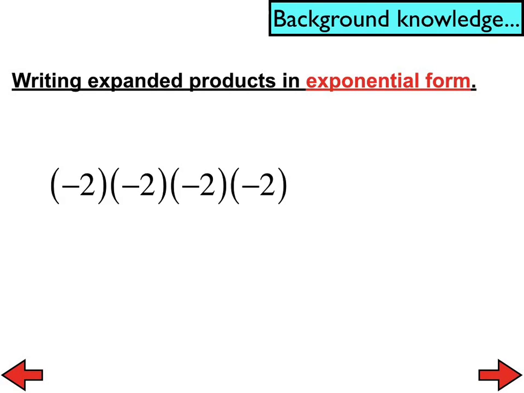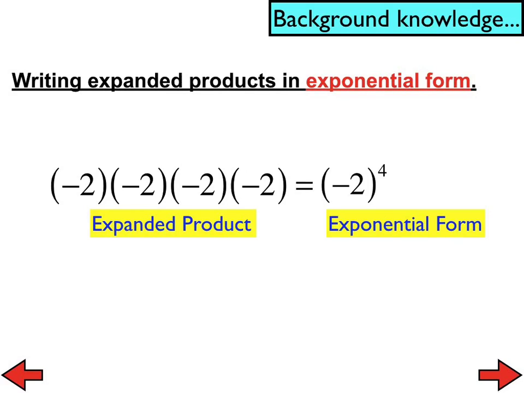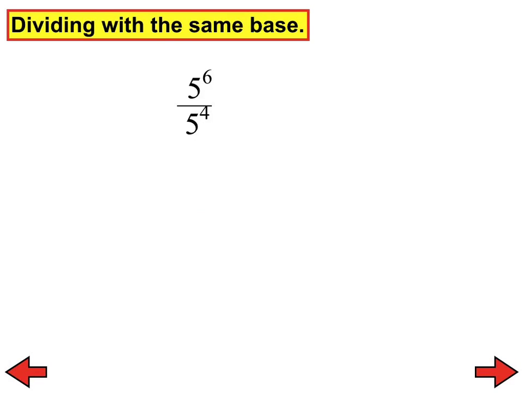And please tell me, what would this look like in exponential form? Good. Negative 2 in parentheses to the 4th power. Very nice. Today, this is the new stuff. We are dividing exponent expressions that have the same base.